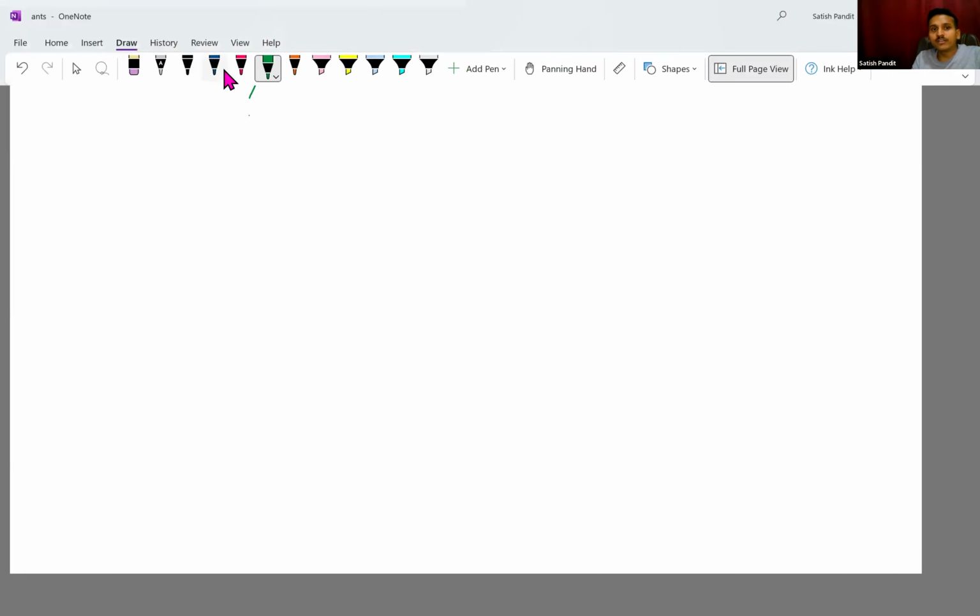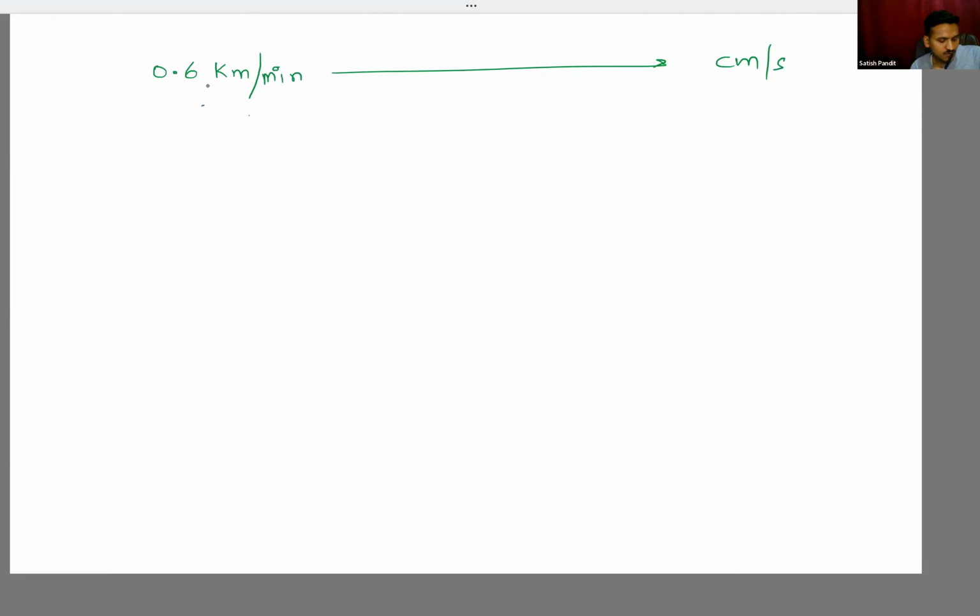Suppose I have 0.6 kilometer per minute. Can you convert this into centimeter per second? Please do it. Convert 0.6 kilometer per minute into centimeter per second. First you try, and then we'll do it.